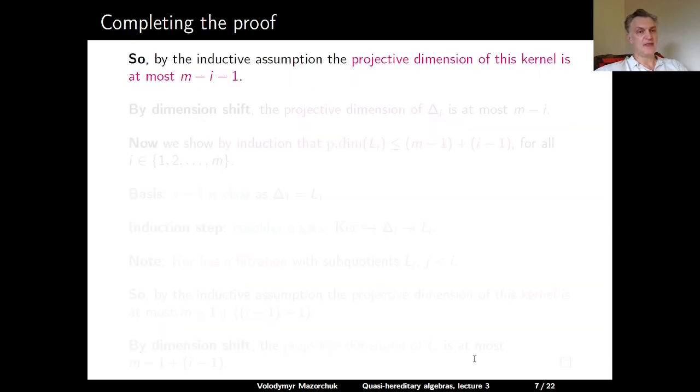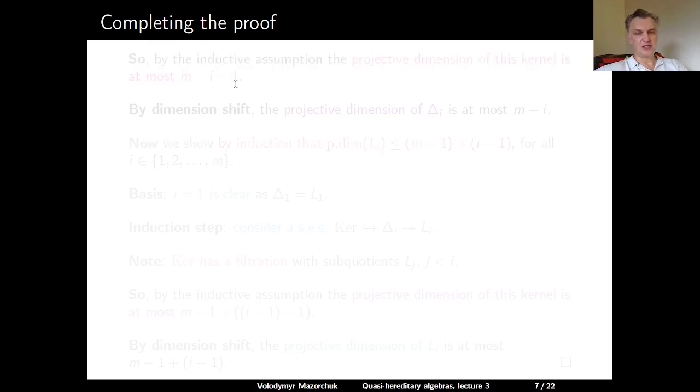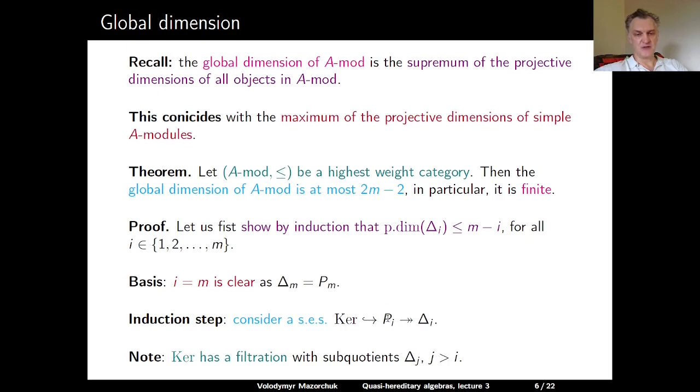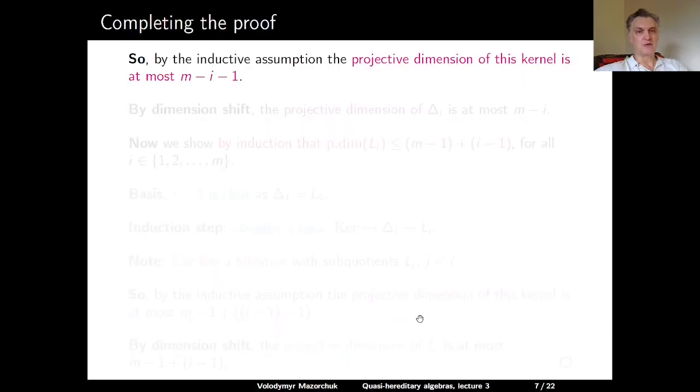But then this means that by the inductive assumption, the projective dimension of this kernel is at most m minus i minus 1. So all delta j's, where j is strictly greater than i, have projective dimension at most m minus i minus 1. And from the dimension shift, since the projective dimension of this projective is 0, the projective dimension of delta i is at most the projective dimension of the kernel plus 1. So the projective dimension of delta i is at most m minus i. And this completes the first part of the proof.